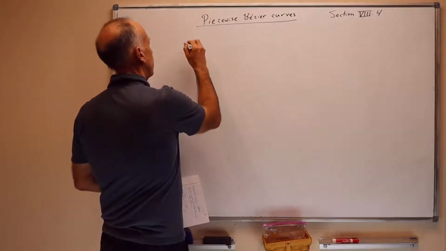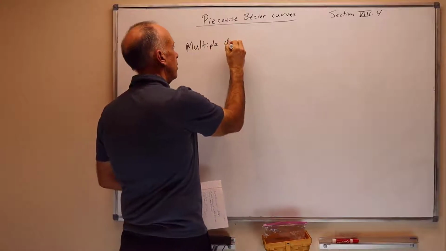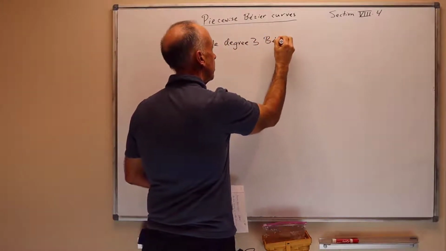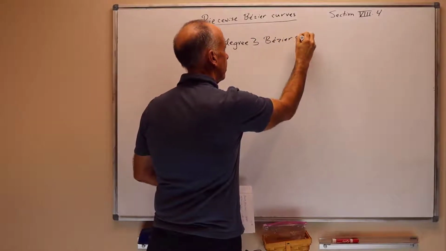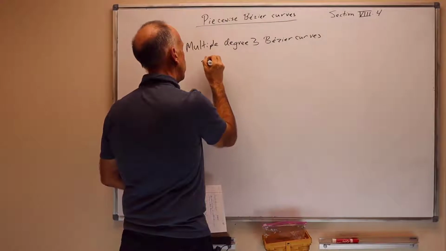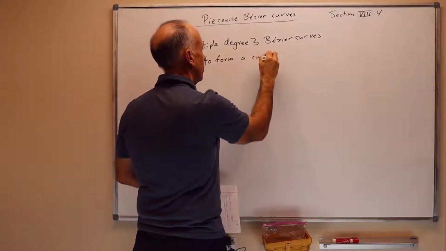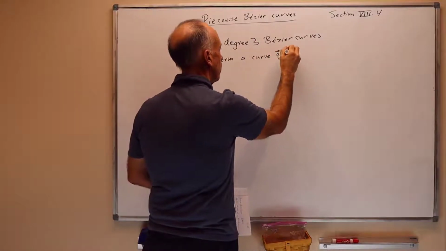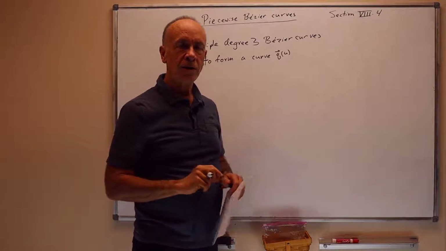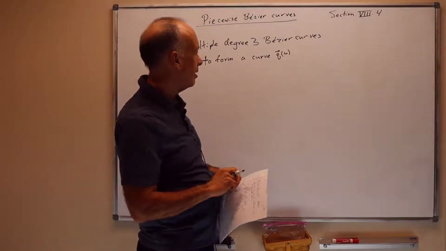So we're going to use multiple degree 3 Bezier curves to form a longer curve Q of U. And this will allow us to make curves Q of U with lots of bends and turns and so on, more than can be done with a single degree 3 Bezier curve.